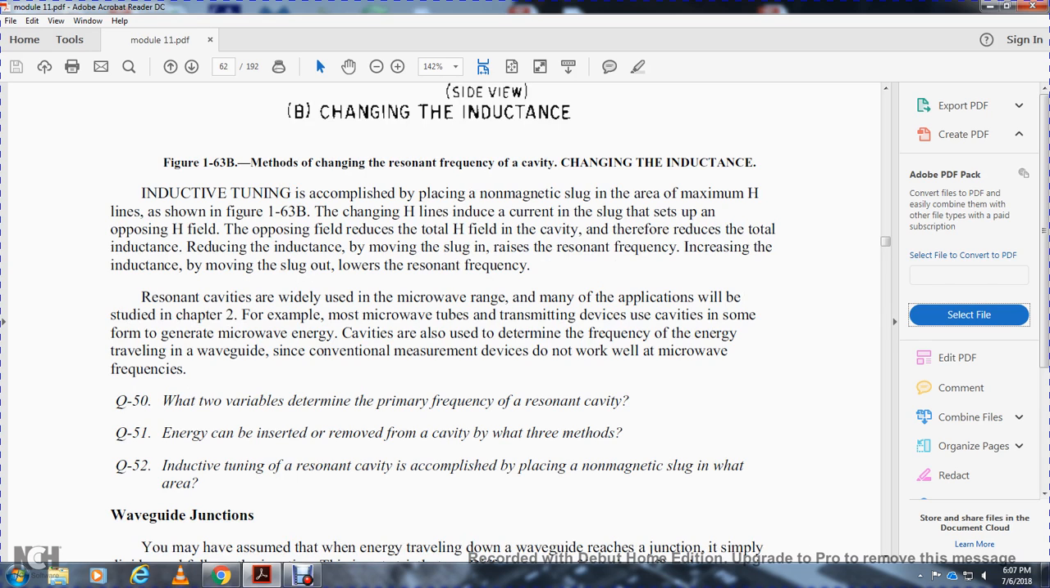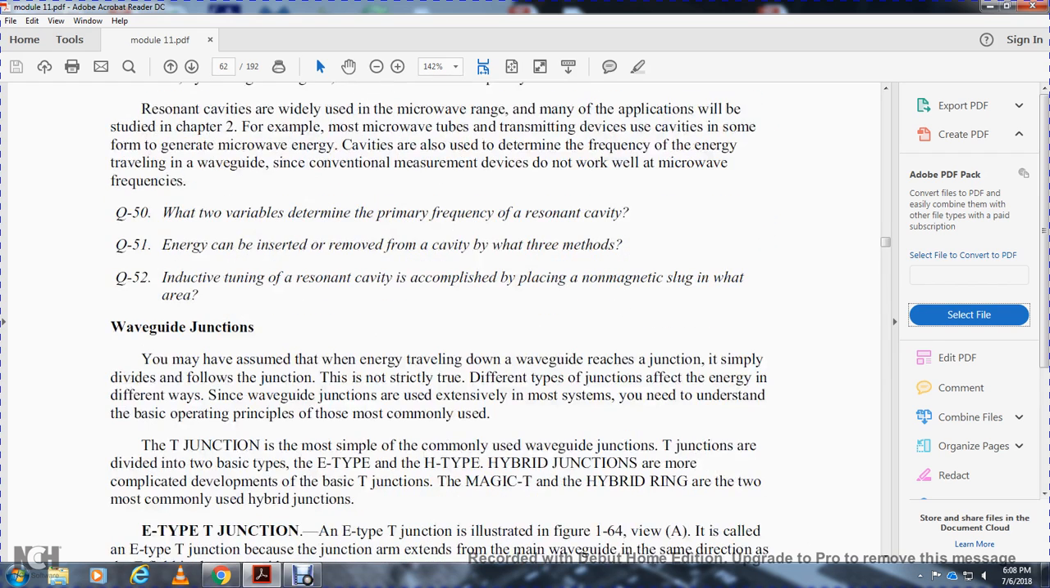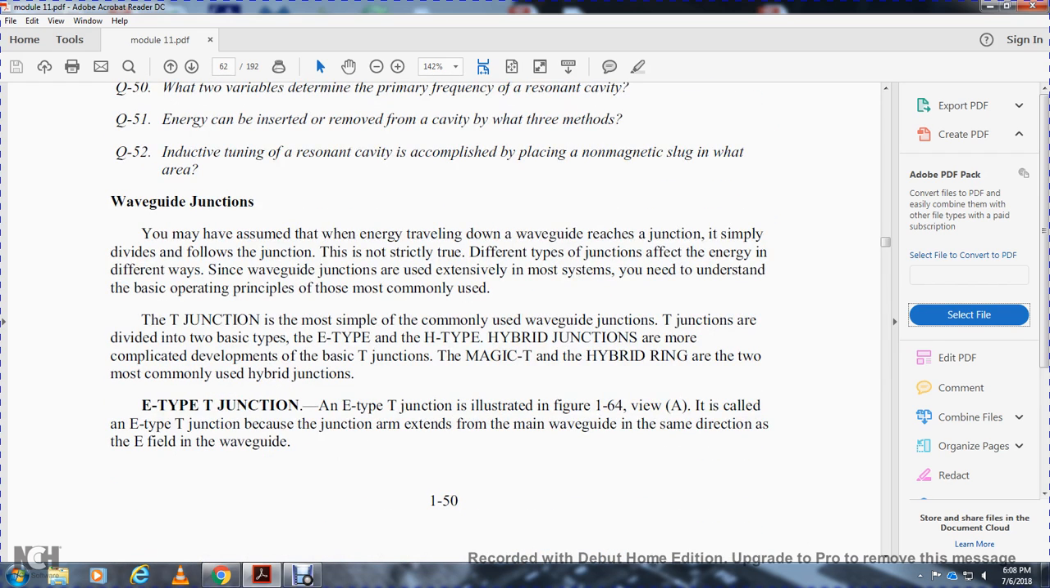Resonant cavities are widely used in the microwave range. Many of the applications may suit the study of this chapter. For example, most microwave tubes transmit through the device cavities, and some of the generated microwave energy of the cavity is used to determine the frequency of the energy. Conventional measuring devices do not work well at microwave frequencies. Waveguide junctions.